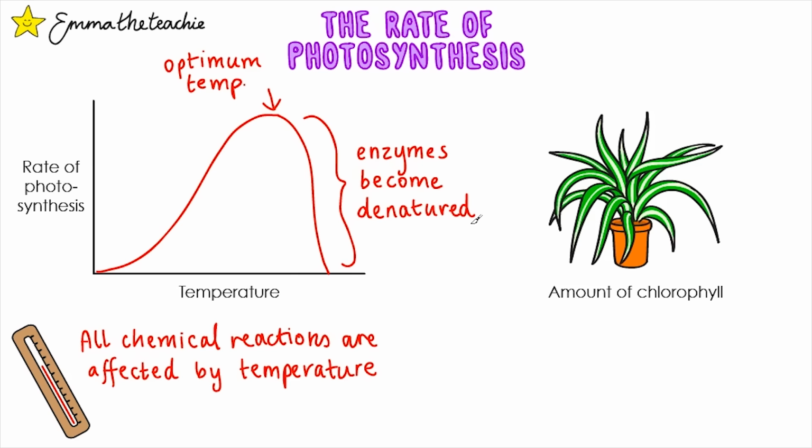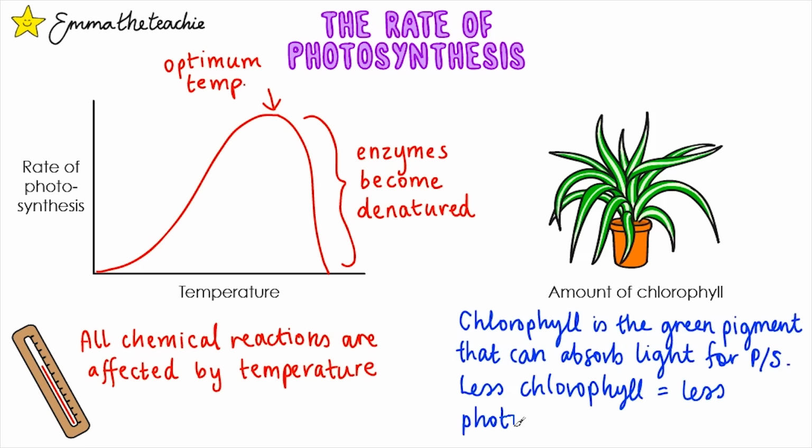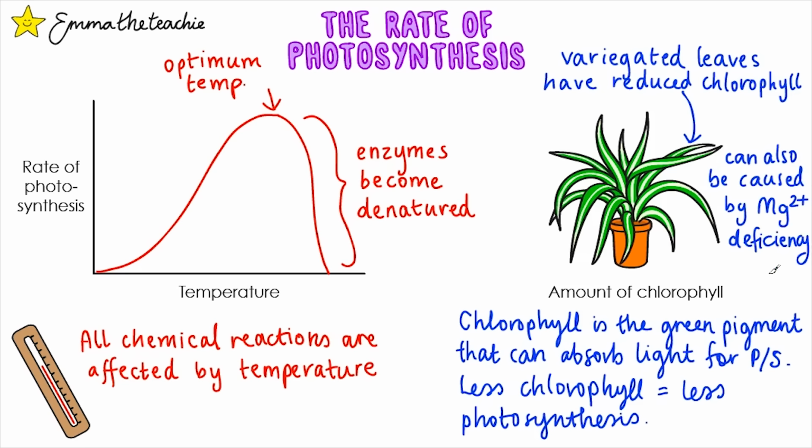The final limiting factor is the amount of chlorophyll in the leaves of the plant. Chlorophyll is the green pigment found in the chloroplasts that can absorb light for photosynthesis. Reduced chlorophyll means that less photosynthesis can take place and the rate is reduced. This can happen in variegated leaves like the spider plant, which have got white stripes and therefore reduced chlorophyll. It can also happen when a plant is deficient in magnesium ions, and this causes chlorosis.